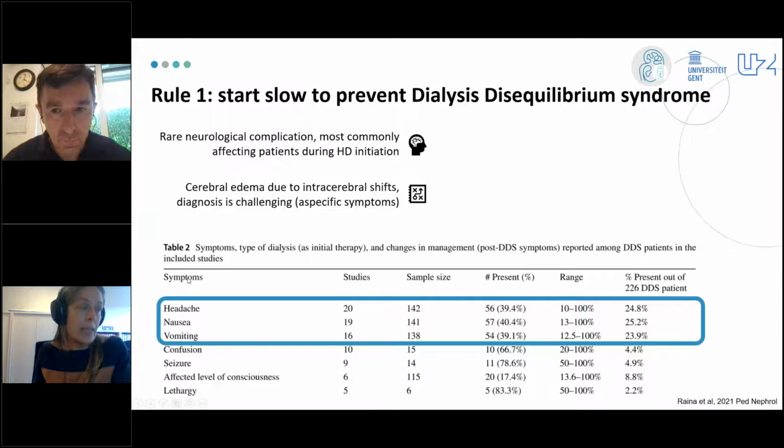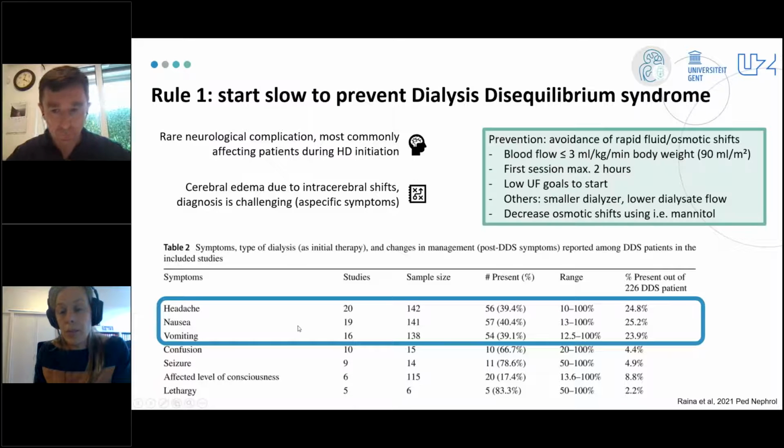Those children often present with headache, nausea, and vomiting. And I think the key here is really prevention by avoiding this rapid fluid and osmotic shifts. So how to do that? Start slow, use a very low blood flow to start with, not more than 3 mL per kilogram. Have a very short first session of, for example, 2 hours. Have low UF goals to start with. And if you have a high-risk patient, also consider to decrease the osmotic shifts by adding mannitol as well.